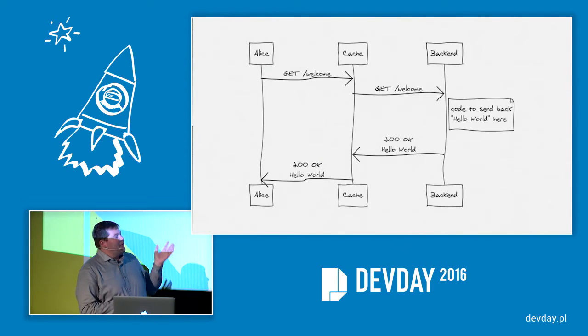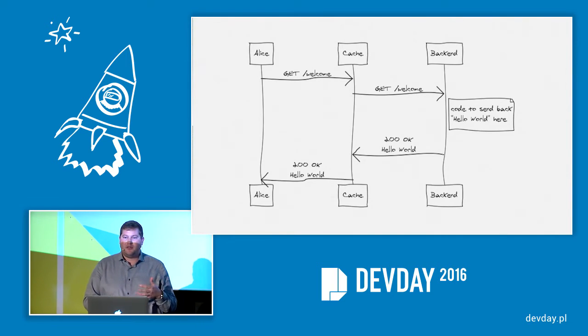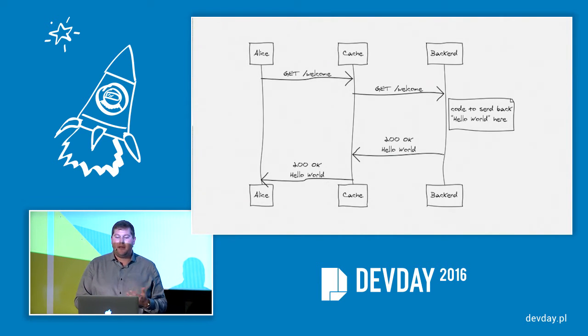So this is a really amazing flowchart that shows when Alice goes to /welcome, it goes to the cache. There's nothing in the cache, so it goes to the back end. And the back end returns with the HTTP status 200, and then hello world is the content. It serves it through the cache, and then serves it back to Alice. So this is the standard HTTP request and response flow with no caching involved.